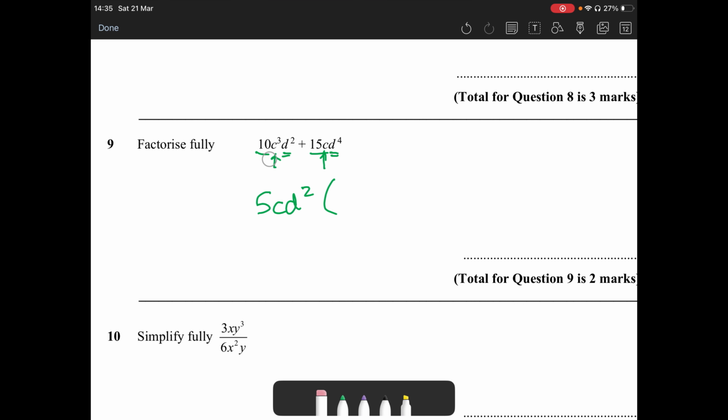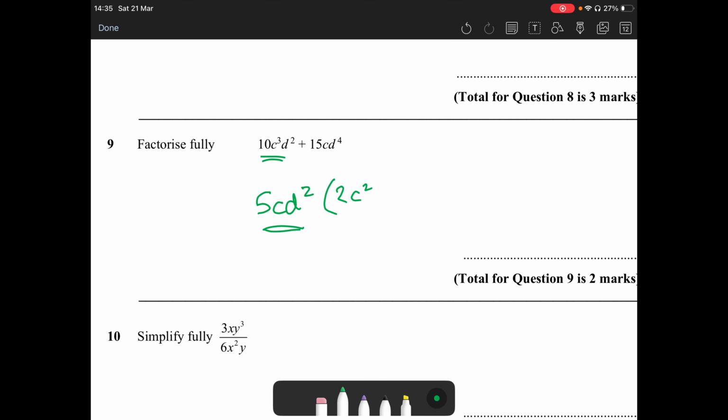Ask yourself, what would I need to multiply 5CD squared by to get this term here? Well, I'd have to do 5 times 2 to get my 10. I need 2 more C's, because I'd have to do C times C times C to get C cubed. So that's not just 1 C, but 2. So that's C squared. And D is fine, I've got my D squared. There's not a problem there.